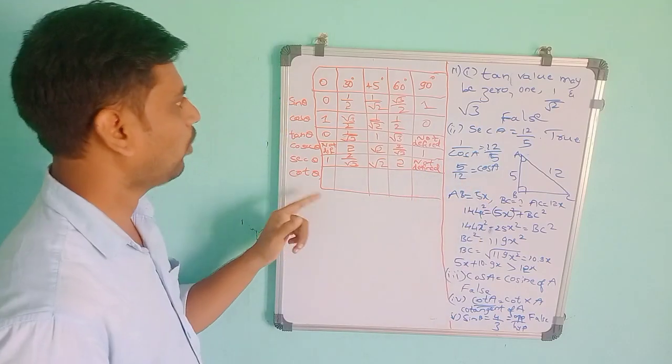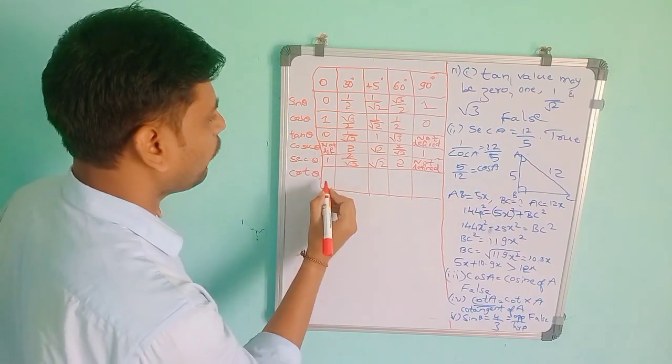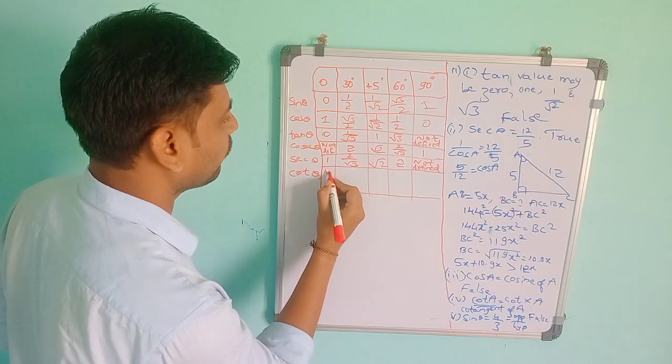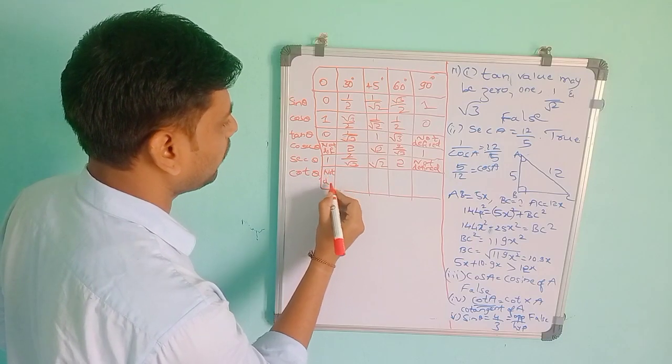Like that, cot is the reverse of tan. So 0 of 1 by 0. So 1 by 0 means not defined. Where it comes 1 by 0, it is not defined.